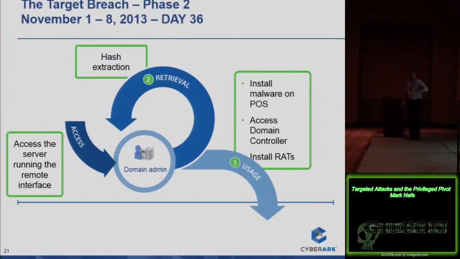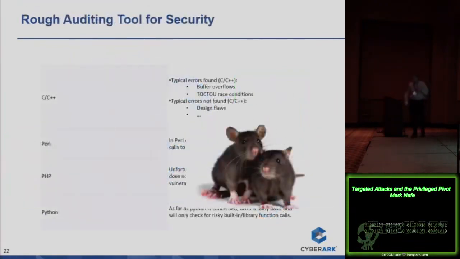It's worth $2 a credit card. So I'm going to install some malware on the POS systems. I have access to domain controllers, and I'm installing RATs. You guys know what RATs are? Besides little roaches. Okay, remote auditing tool.